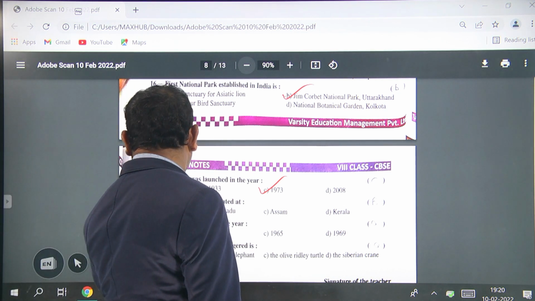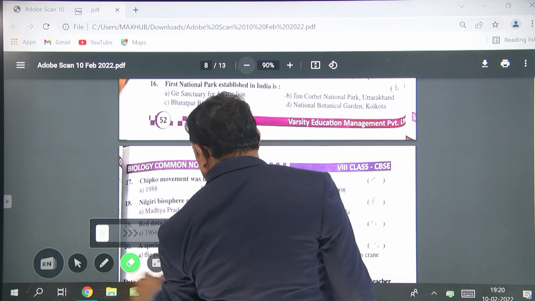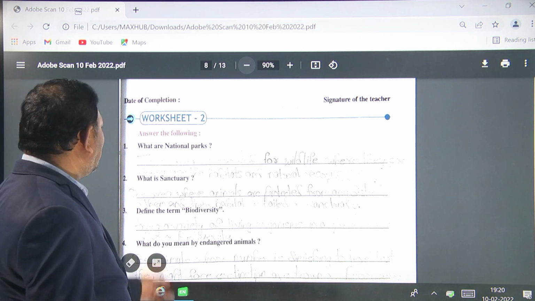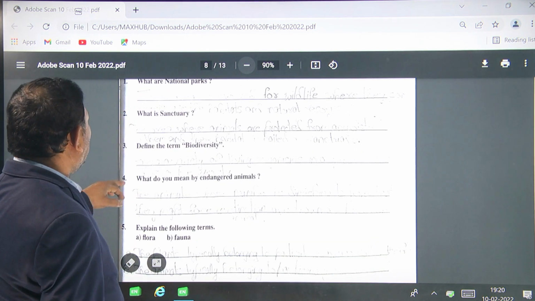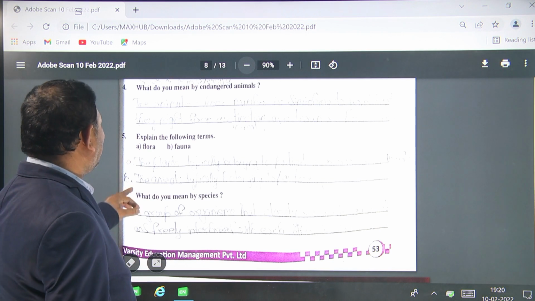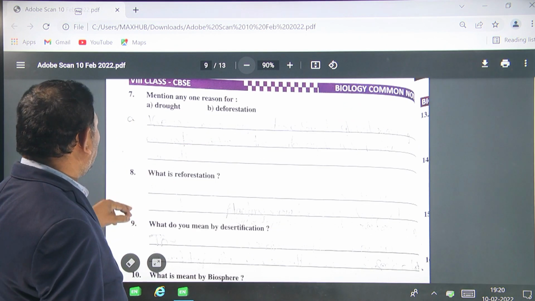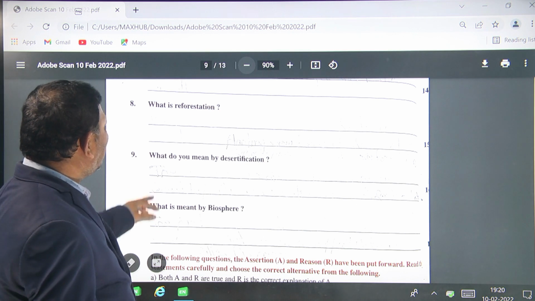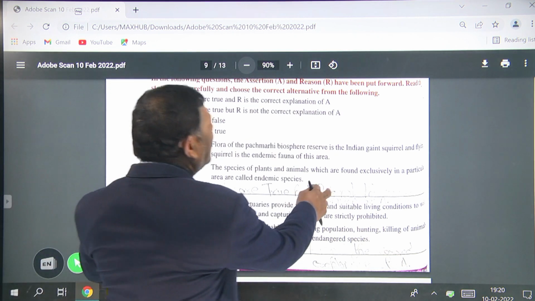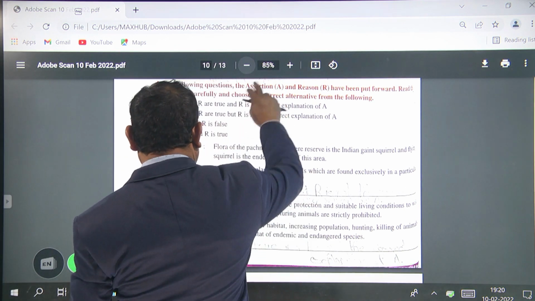Next, you can write yourself: what are national park and sanctuary, define the term biodiversity, what do you mean by endangered animals, explain the terms flora and fauna, what do you mean by species, mention the reasons for drought and deforestation, what is reforestation, what do you mean by desertification, what is meant by biosphere. Due to lab time we will discuss these in the next class. Here is another topic.